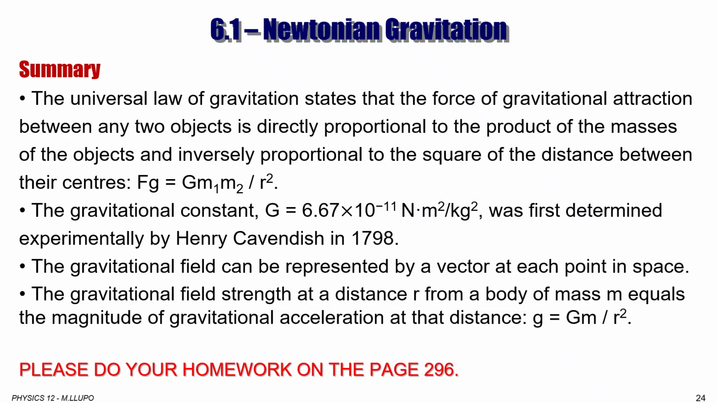The gravitational field can be represented by a vector at each point in space, pointing toward the center of that mass. Gravitational field strength at a distance r from a body of mass m is equal to the magnitude of gravitational acceleration at that distance. g is G m over r squared.